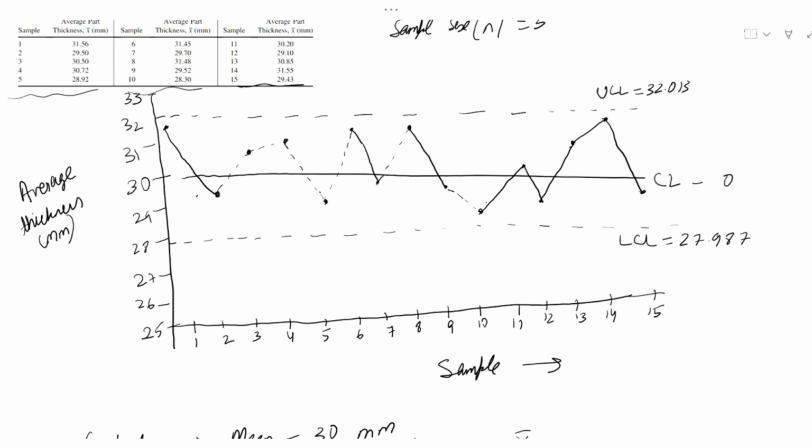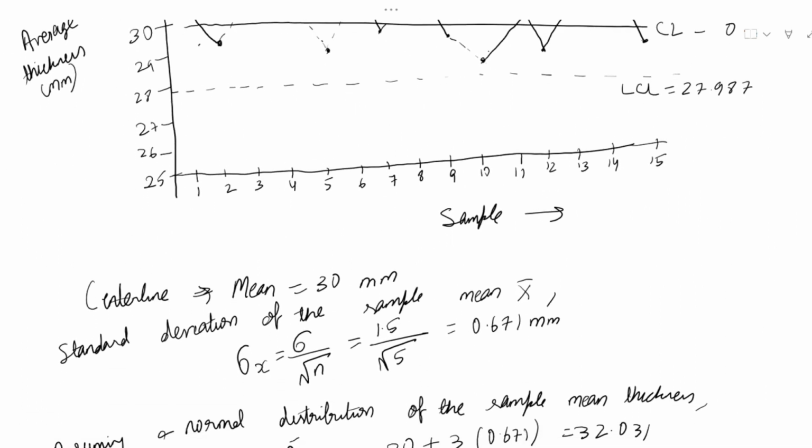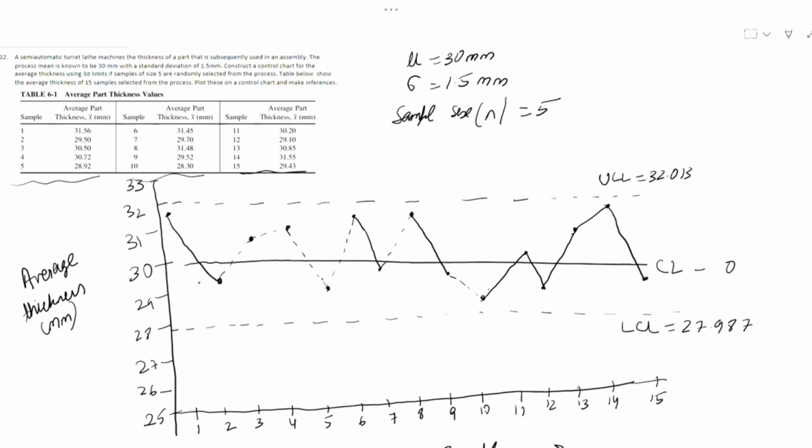So this is the control chart for average thickness. So this is the way in which we can draw the control chart.